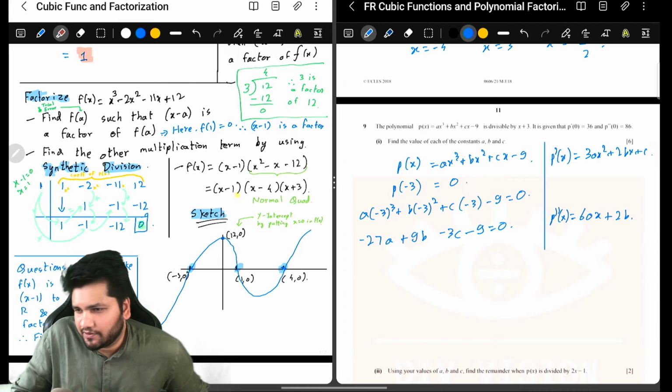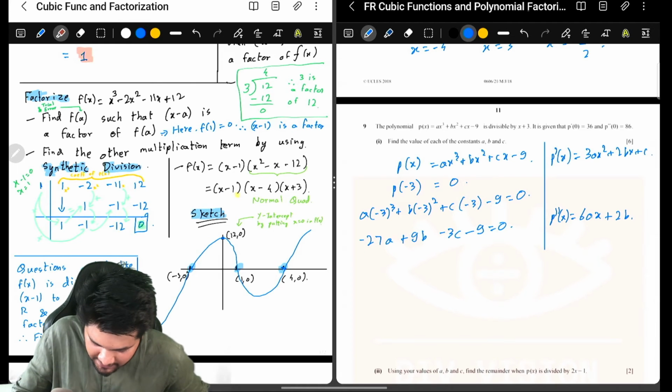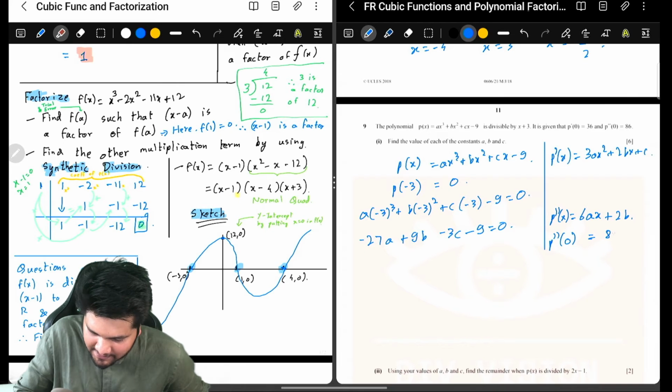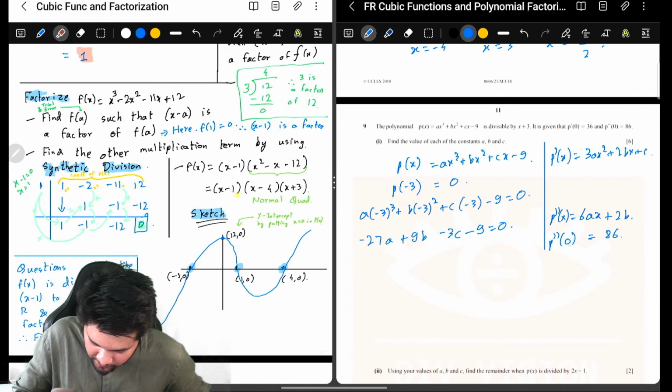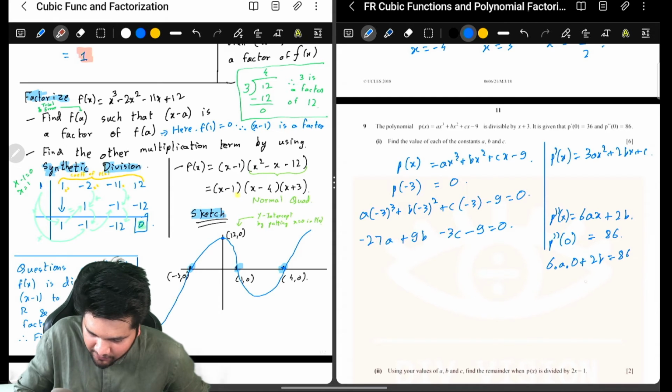First we'll use this value because there are just two variables here. So 6ax plus 2b. What they have said is p double dash of 0 is 86. So we'll just substitute 0 here. We'll get 6 times a into 0 plus 2b is equal to 86, and therefore 2b is equal to 86, or b is equal to 43. This is the first value we got.